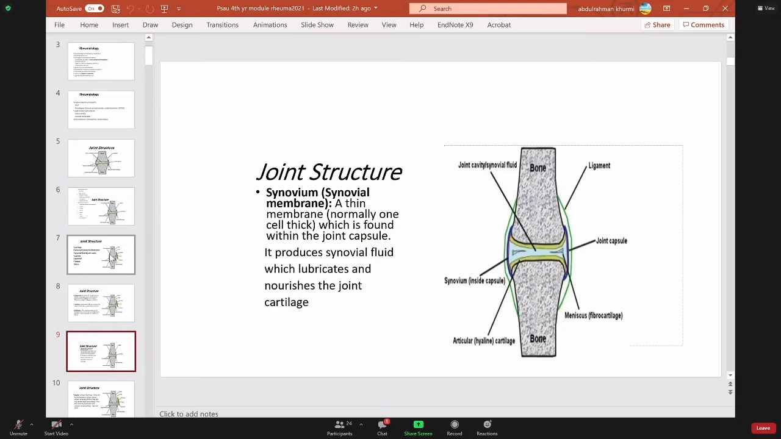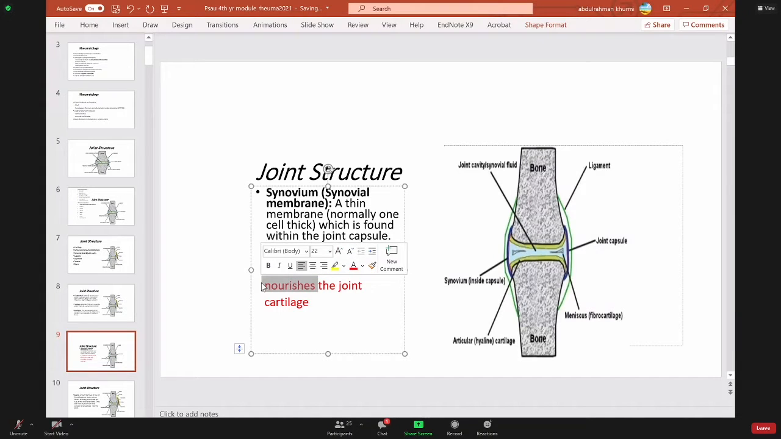So synovium, as we said earlier, is a very important structure. It is a thin membrane, one cell layer, usually within the joint capsule. It produces synovial fluid. What is the function of synovial fluid? Prevent the friction between the two cartilages. Lubrication. Friction, lubrication, and also nourishes the joint; the nutrients to the joint and the capsule come from the synovium.